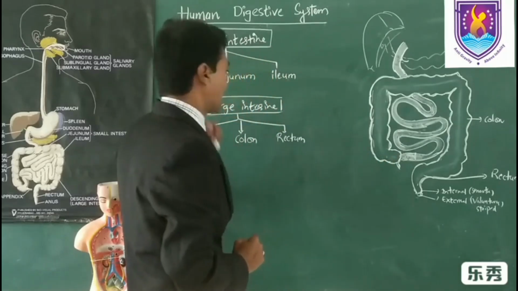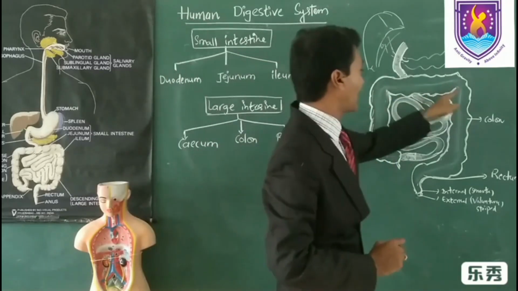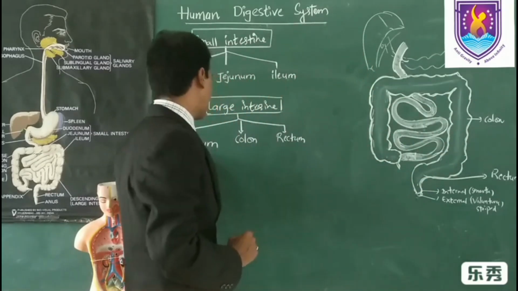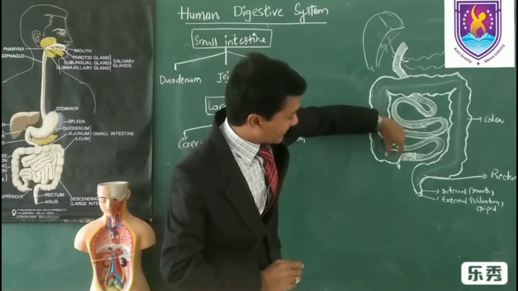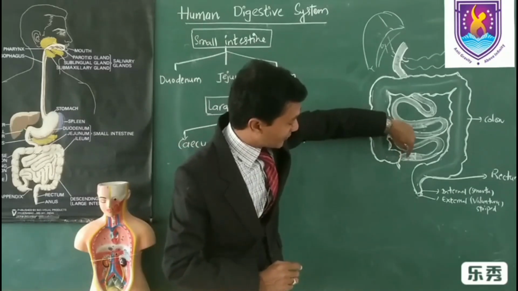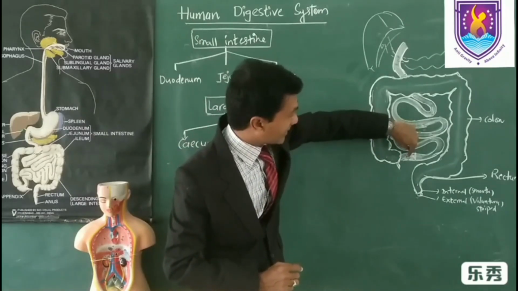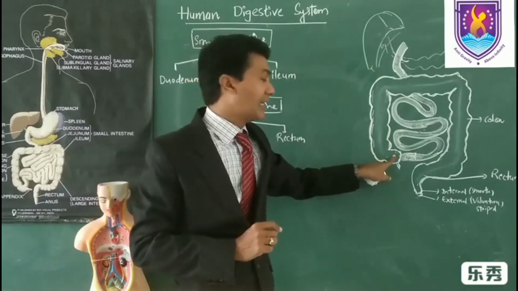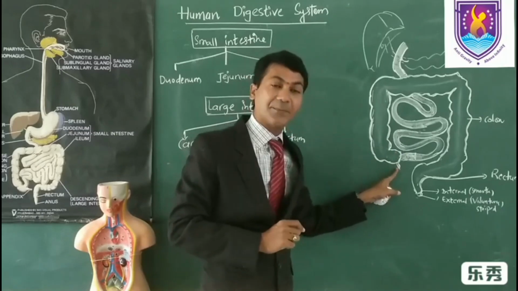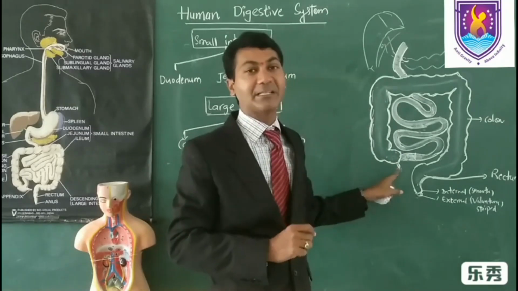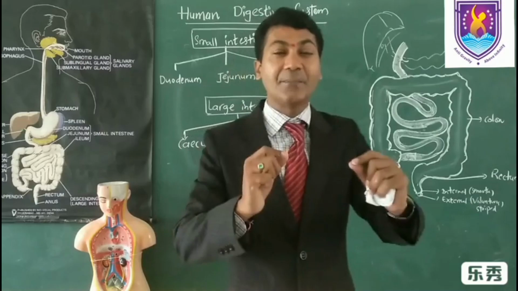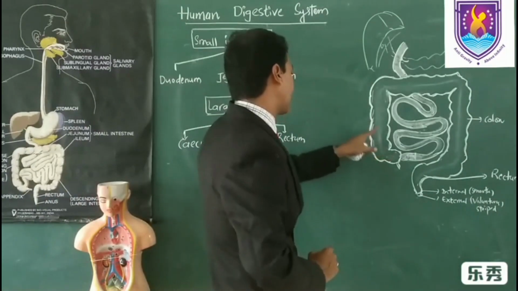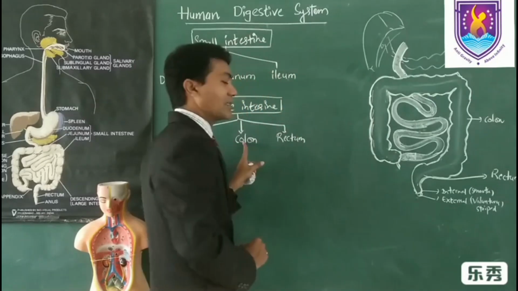And next, the large intestine. My dear students, this region is the large intestine, which is further divided into three regions. The first part of the large intestine is known as the cecum. The cecum is a blind sac which receives food from the ileum, part of the small intestine, right? It has numerous microorganisms, and there is a finger-like projection, the vermiform appendix, which is known as the abdominal tonsil, my dear students.